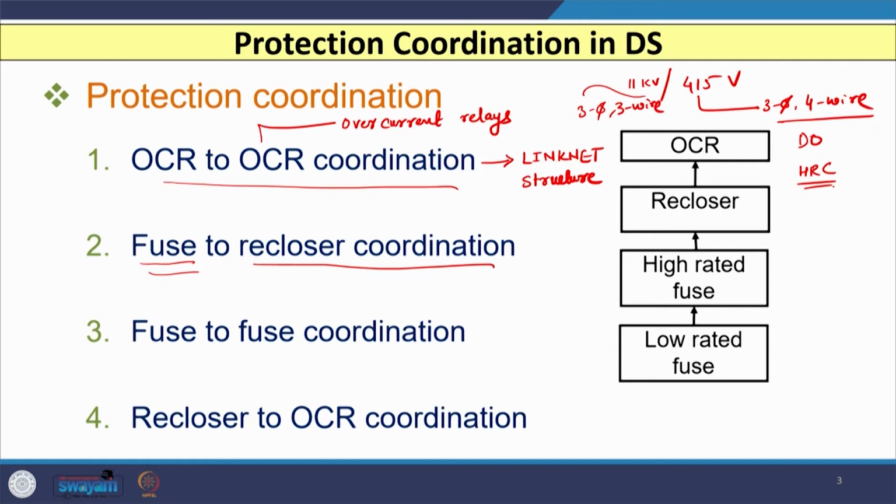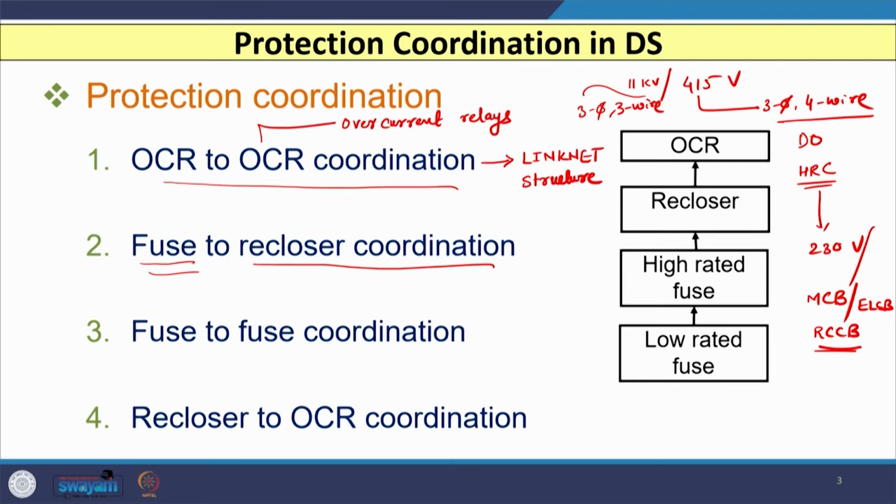HRC fuses are very widely used at 415 volt, and maybe at 230 volt also. For residential or domestic consumers, we can also go for the conventional KitKat type of fuse or maybe an MCB, because nowadays most domestic consumers use an MCB along with an ELCB. That is, a miniature circuit breaker or earth leakage circuit breaker. Sometimes it is also known as the RCCB, residual current circuit breaker.